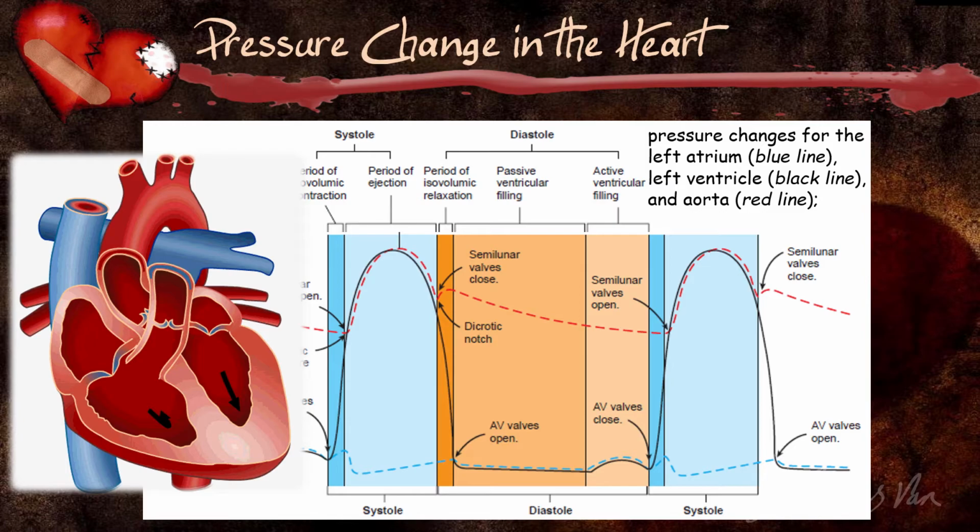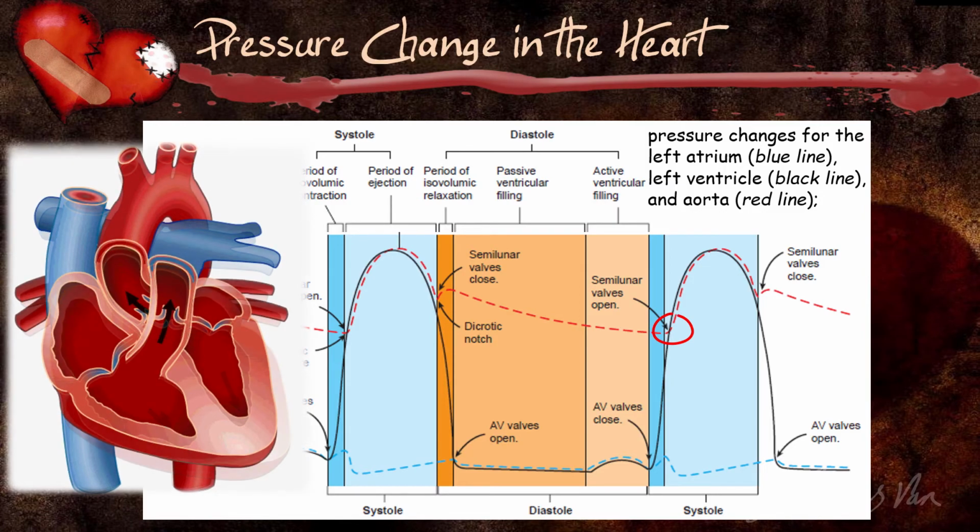And in a short while, as the pressure continues to rise, it will force open the semilunar valve, causing the blood to flow into the aorta. So you can see from the diagram, as the blood pressure of the ventricle exceeds that of the aorta, the semilunar valve will open.